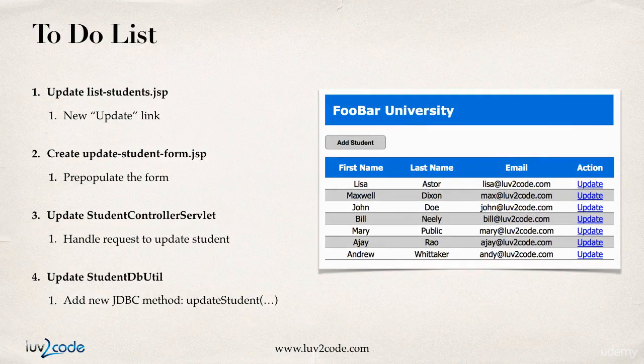All right, back to my favorite to-do list. So the first thing we're going to do is we're going to update the list of students. So we're going to add that new column there for an update link. Then we'll create our update student form, and we'll use that form to pre-populate it with data for a given student. Then we're going to update our controller servlet. So we're going to handle requests that are coming in to update a student. And then finally, we'll update our student DB util. So that's where we'll add the low-level JDBC code for doing an update.